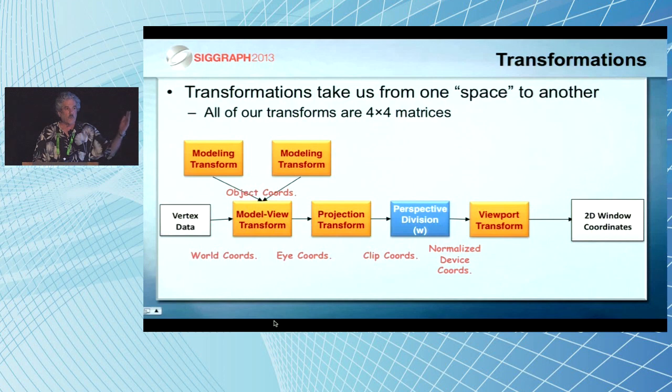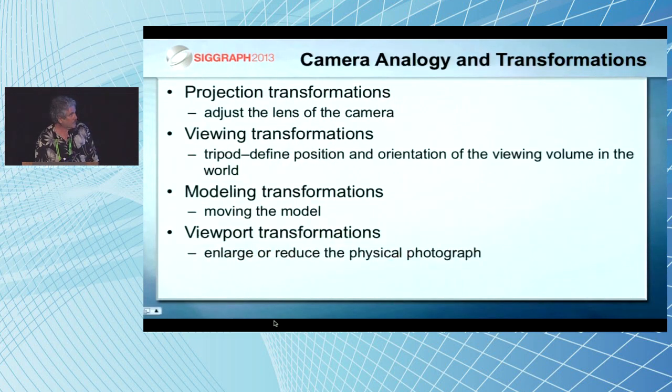And so the viewport transformation brings us into 2D space in terms of pixels, but says what part of that screen do you really want to occupy? And those coordinates are called screen coordinates or window coordinates. So that's the sort of pipeline in terms of transformations that we go through.